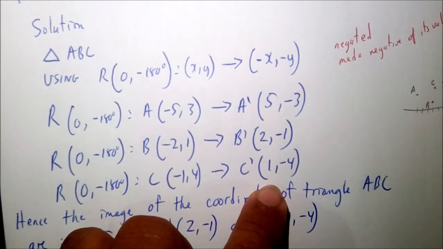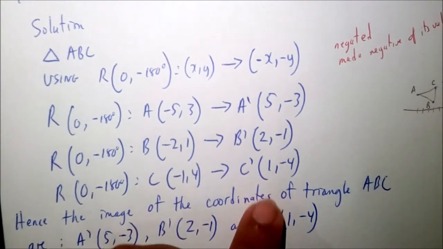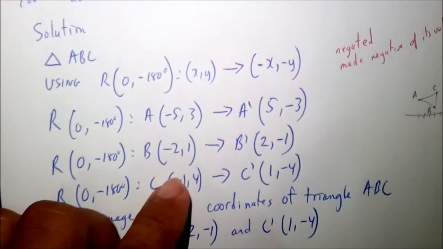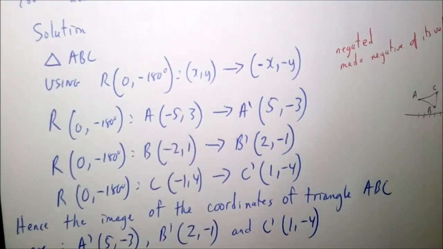So you have your image here, and you have your original object here. This has gone through a 180 degree turn, and this could be said to have gone clockwise or anti-clockwise, 180 degrees about the origin. This one here is very straightforward. Just remember, you just negate all the points to get that point there.